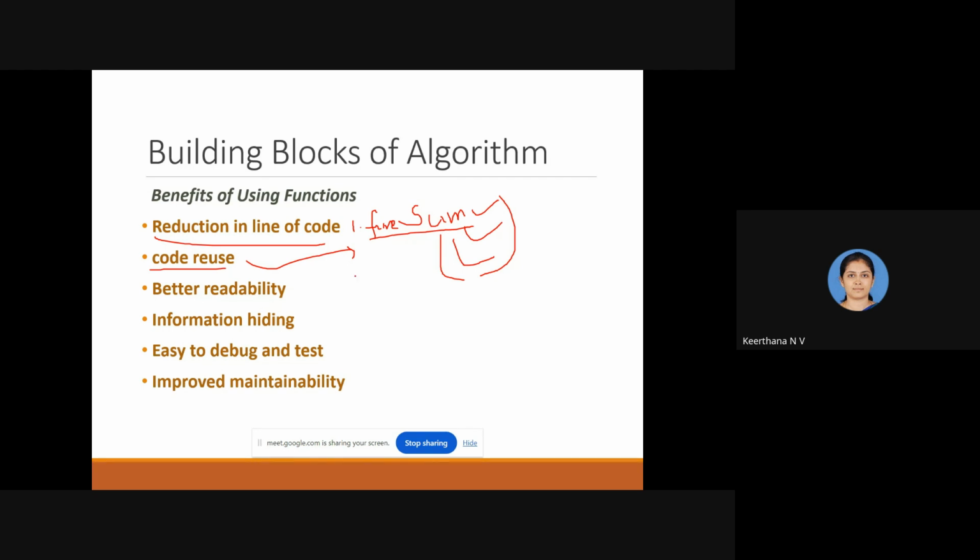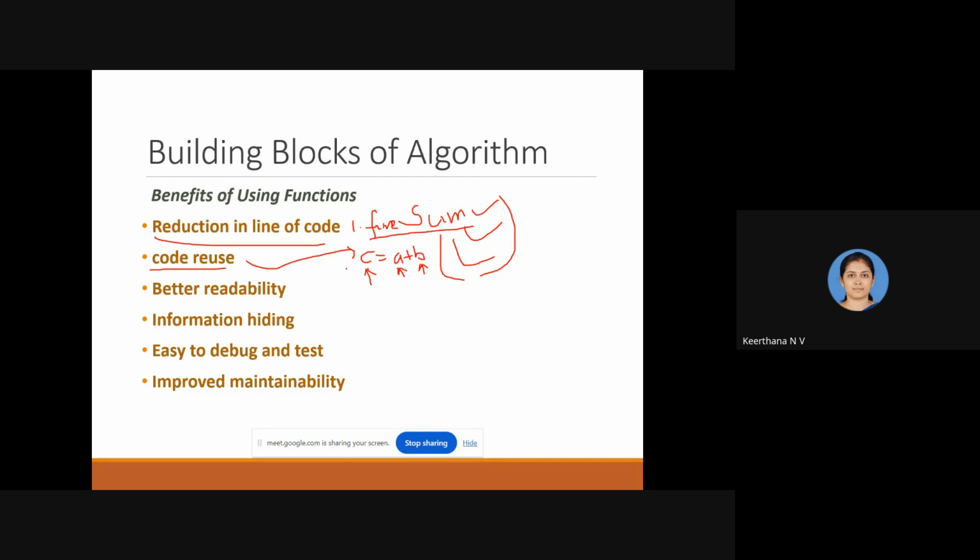Better readability means that if you are introducing this function, it will contain one operation, right? C equals A plus B. So this A will be storing the first number, this B will be storing the second number, and C will be producing your output. This same operation will be applied on these four sets of numbers. So this will be giving you the readability part.